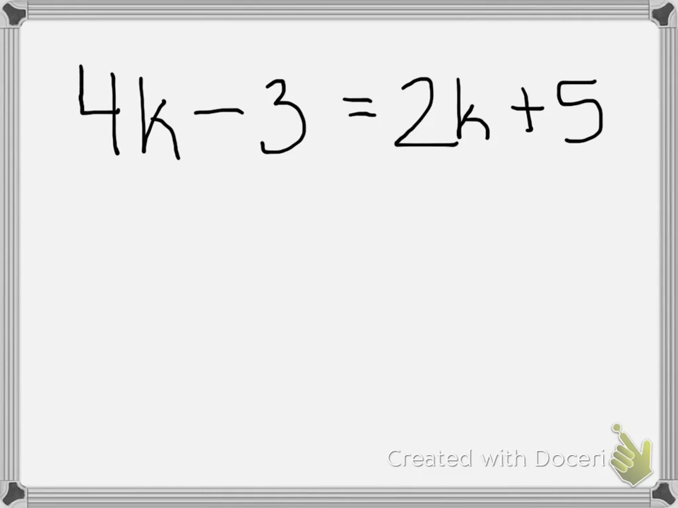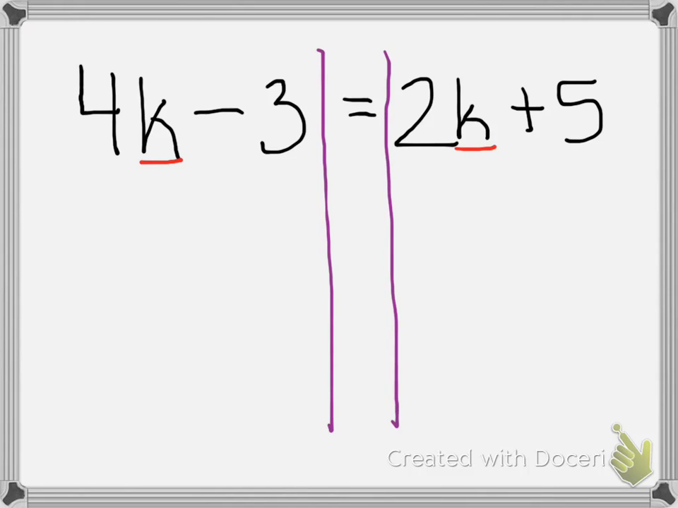Our first example says 4k minus 3 equals 2k plus 5. As you can see, we have the variable k on this side and on this side. We have to get them together in order to solve for the variable. Now, we're going to do like we normally do, and that is draw a bridge going on the equal sign, so that we can separate the left side and the right side of the equal sign.